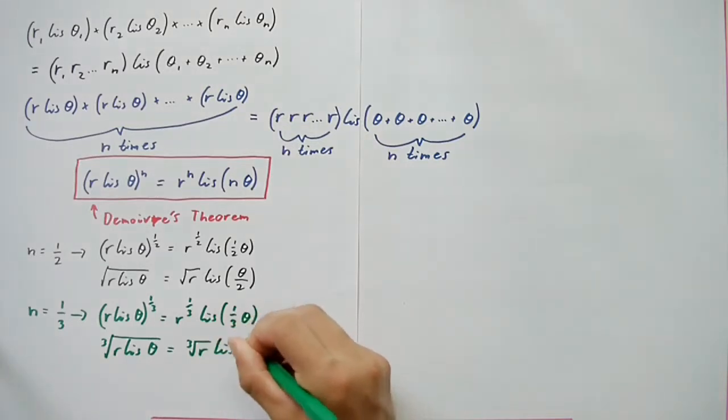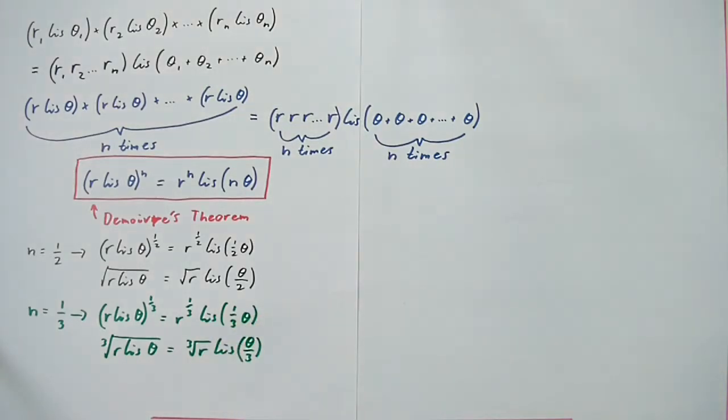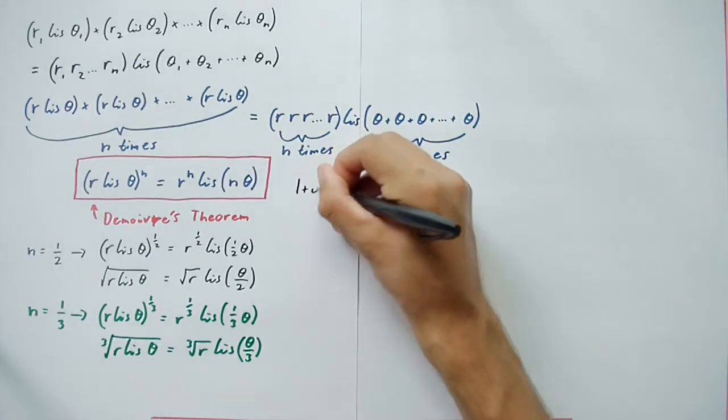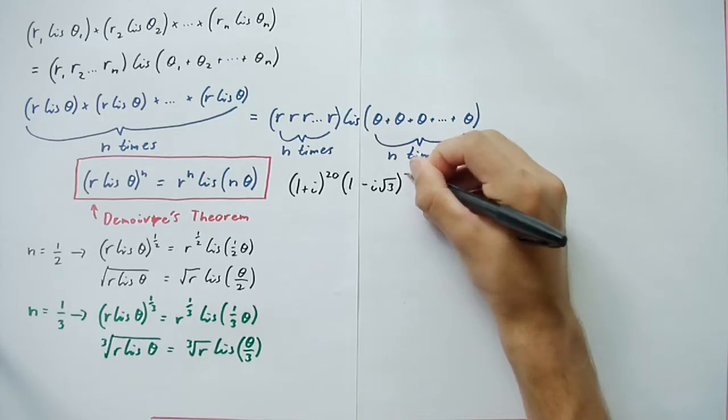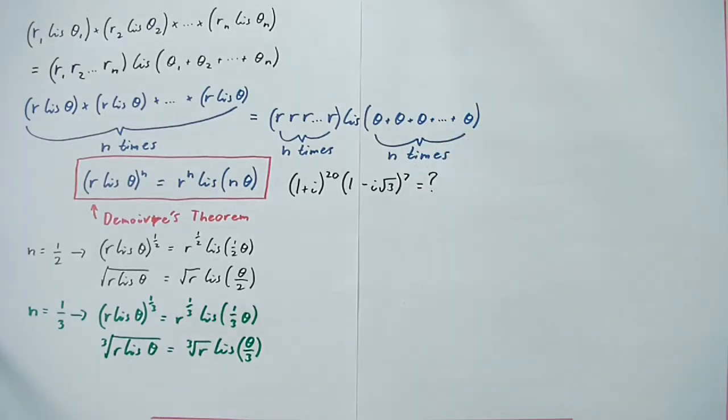Hold on, that's great and all, but the power of De Moivre's theorem also works for good old simple integers. So let's do an easy example with those first, before we get to roots. So say we want to simplify (1 plus i) to the power of 20 times (1 minus i root 3) to the power of 7. Now we could do this the old-fashioned way of expanding and collecting all the terms, but this would take forever. Or we can apply De Moivre's theorem to this (1 plus i) to the power of 20 and (1 minus i root 3) to the power of 7.